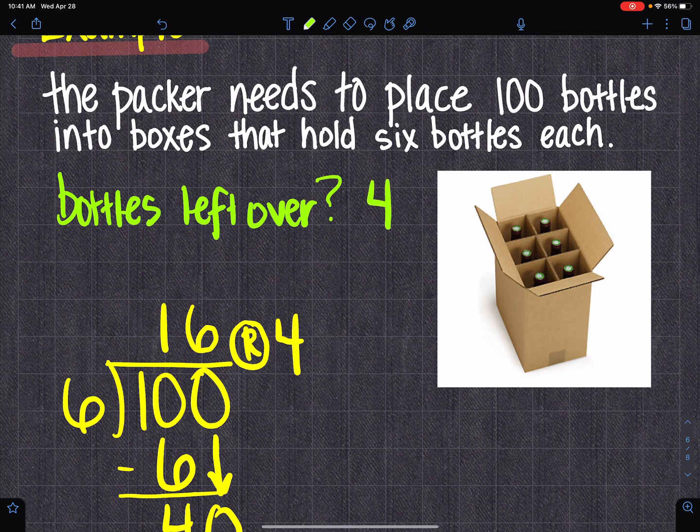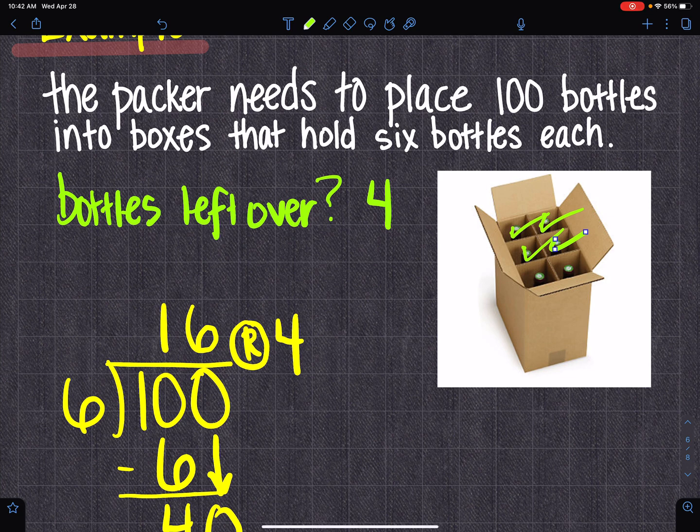That's 4. Okay. The last thing that it's asking us is how many boxes are needed to hold all the bottles? Well, here's what it's saying. You got to do something with those 4 bottles. You can't just send 4 bottles in the mail like that. You got to put them in a box too. They need a home, right? So what you're going to do is you're going to get 1 extra box and put 4 bottles in it. 1, 2, 3, 4, and leave 2 empty spaces.